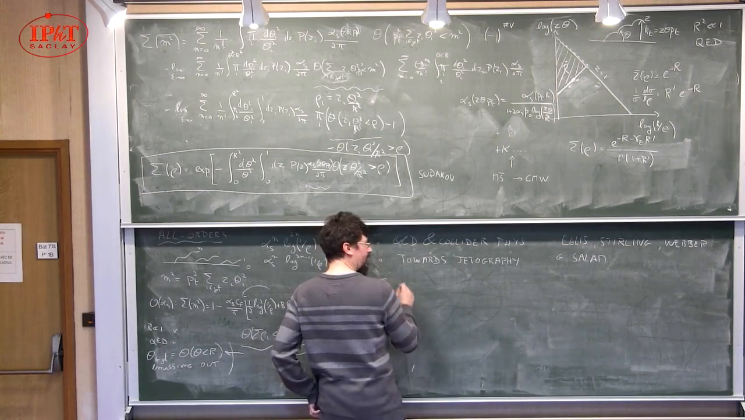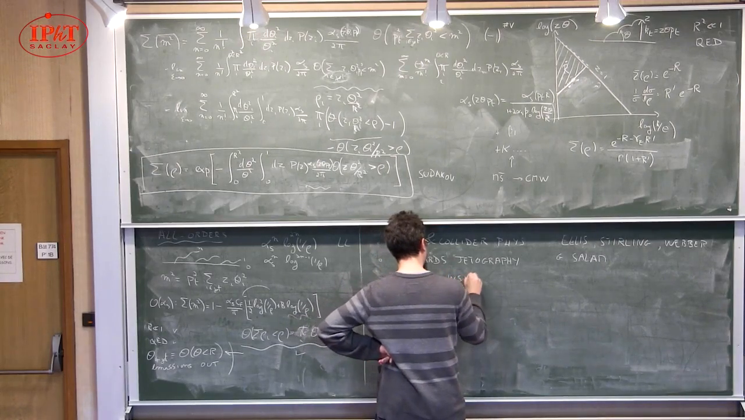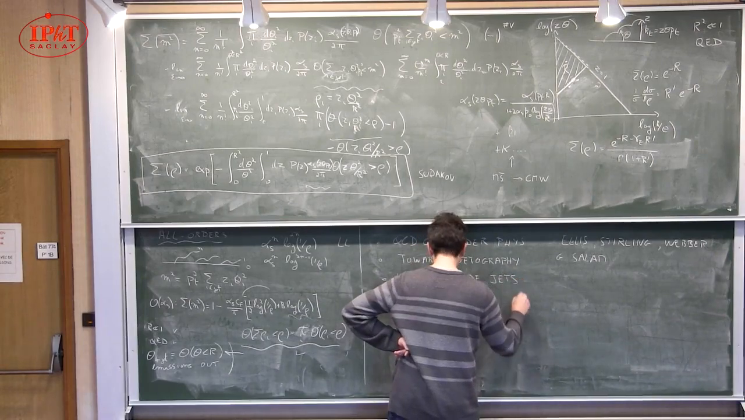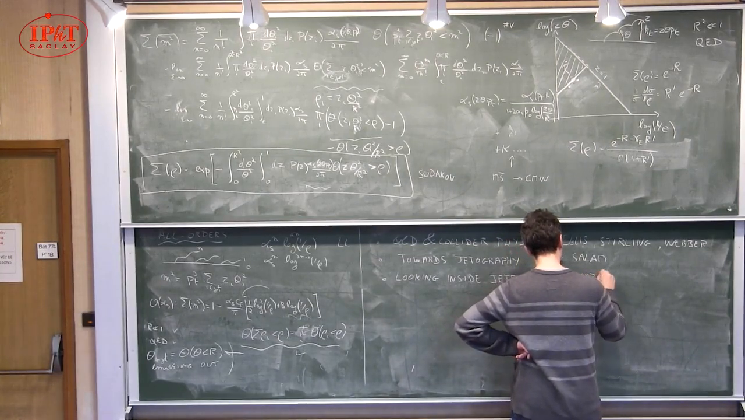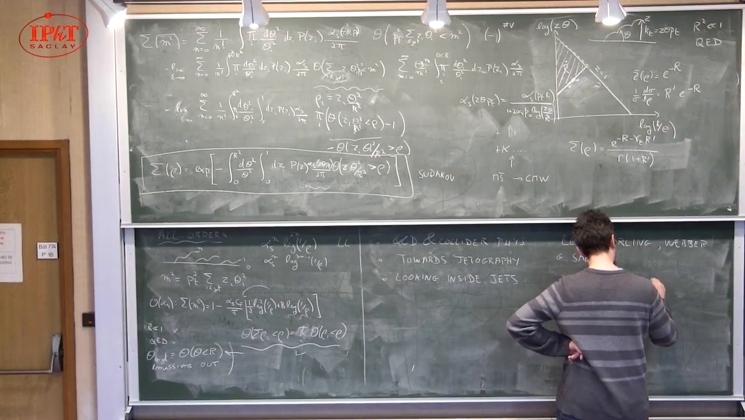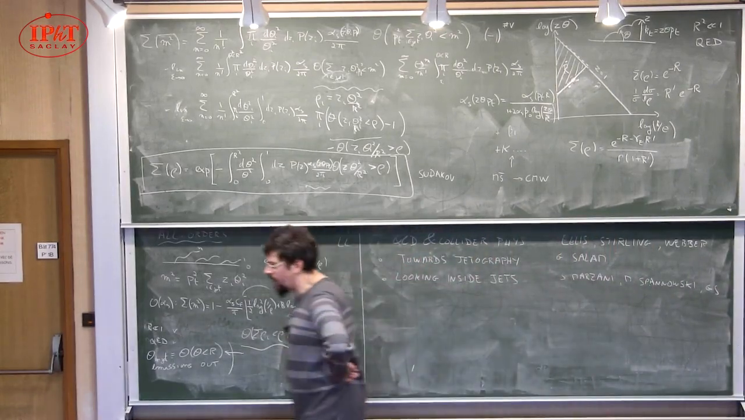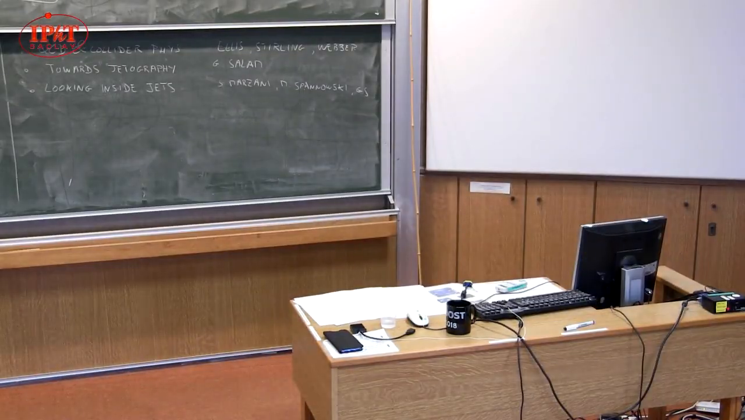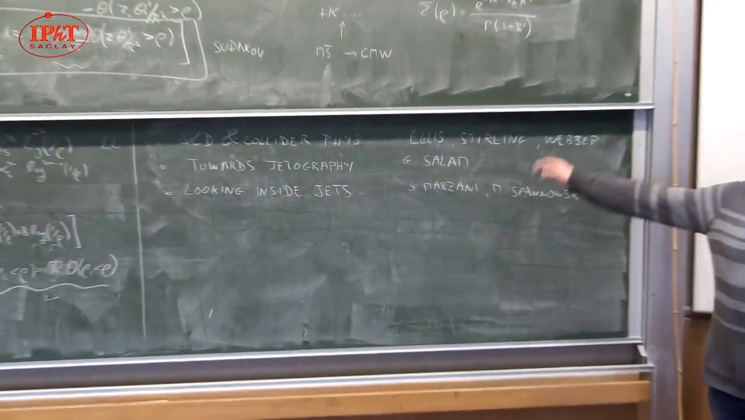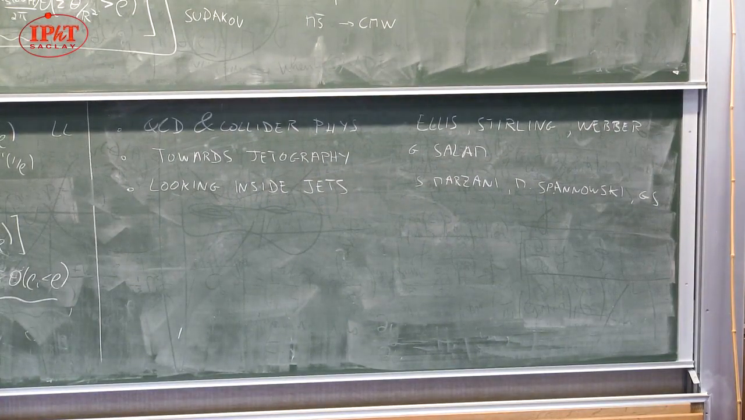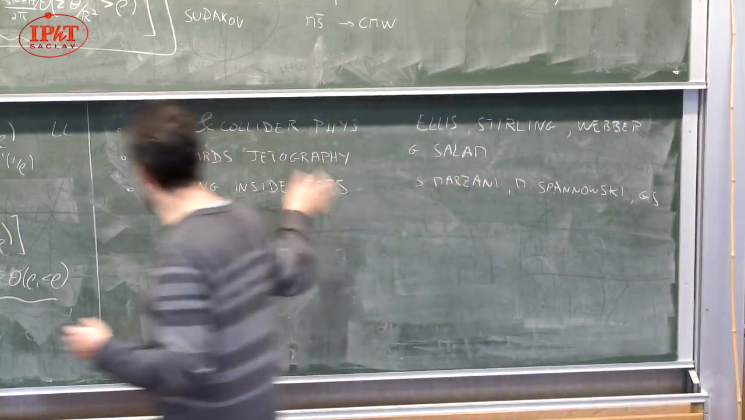For all the rest, what I'm trying to follow from now on is something called Looking Inside Jets. It's actually some Springer lecture notes that we wrote together with Simone Marzani and Mike Spannowsky last year. What I did today in terms of the jet mass is chapter 4 of the book. What I did last week is covered by chapter 3 of the book. You have the arXiv numbers somewhere. If you type Towards Jetography, you'll find it, and Looking Inside Jets, you'll find it as well.